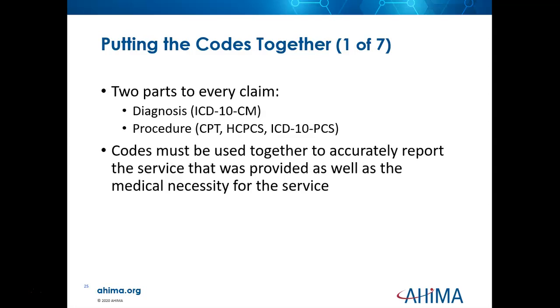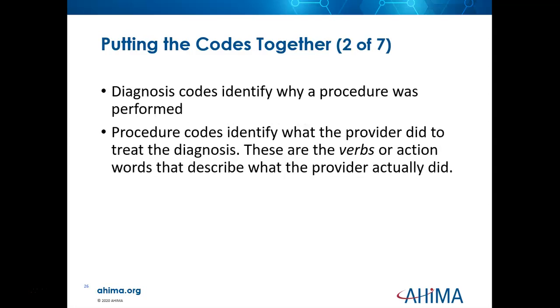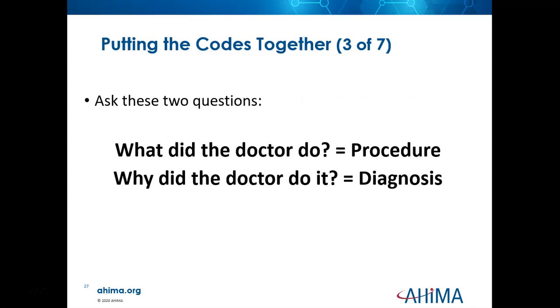Okay, so putting this together, and this is a pretty simplified discussion of coding. So two parts to every claim. You're going to have your diagnosis codes and your procedure codes used together to talk about what happened during that encounter for that patient. Again, diagnosis codes identify why that procedure was performed. Why did this patient have to have that cast put on their arm? Well, because they broke it. Procedure codes identify what that provider did to treat that diagnosis. Okay, again, what the doctor did, that's the procedure.